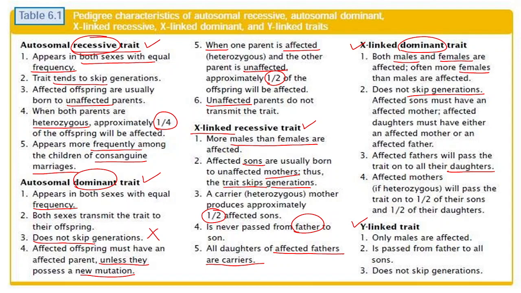Next point, affected mothers, if heterozygous, will pass the trait on to half of their sons and half of their daughters. Okay. Next one, Y-linked inheritance. It is found only in the male because the Y chromosome is present only in males. It is passed from father to sons and does not skip generations here. There will be no skipping of generation.